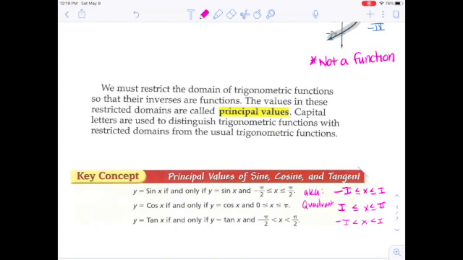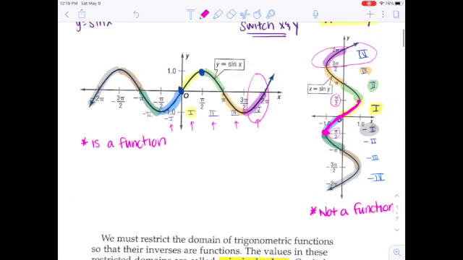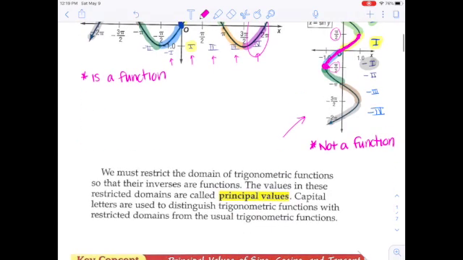Here's a little information. We must restrict the domain of our trig functions so that their inverses are actually functions. If you take a look at the right-hand graph, the whole graph is not a function, but the pink piece that I just highlighted, from negative pi over 2 up until pi over 2, from the negative first quadrant to the first quadrant, is a function.